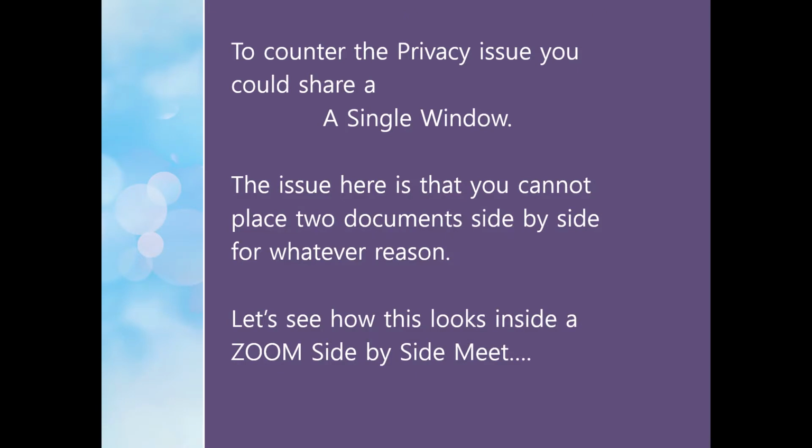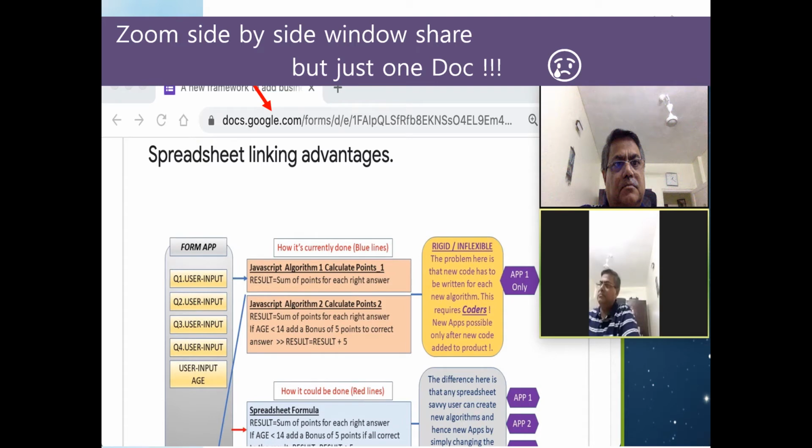To counter the privacy issue, you can share a single window. But the issue here is that you cannot place two documents side by side for whatever reason. Let's see how this looks inside a Zoom side by side meet. On the right, you can see the Zoom video feed, and in the center, you can see the document that you have loaded. But here's the problem. You cannot place two documents side by side. You can just do a single document.